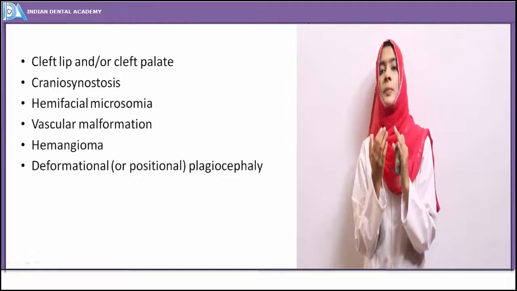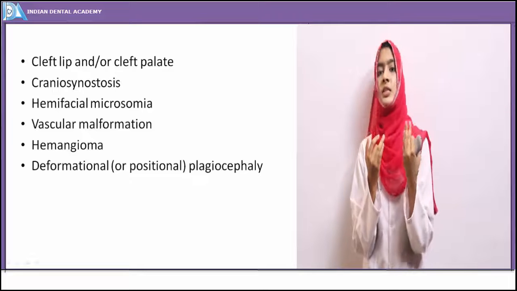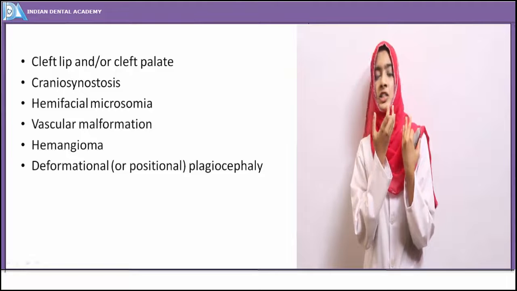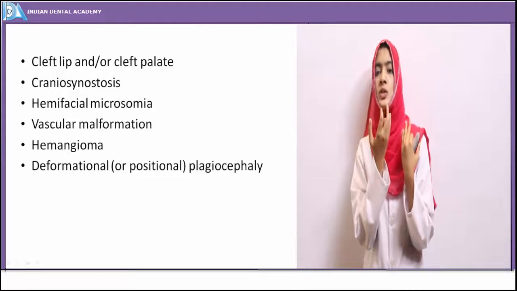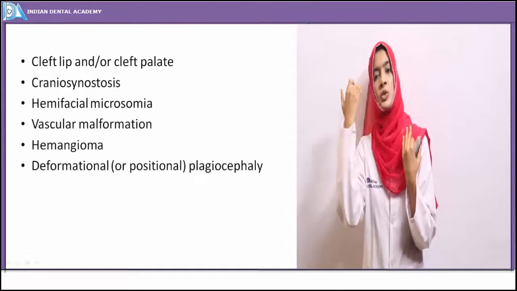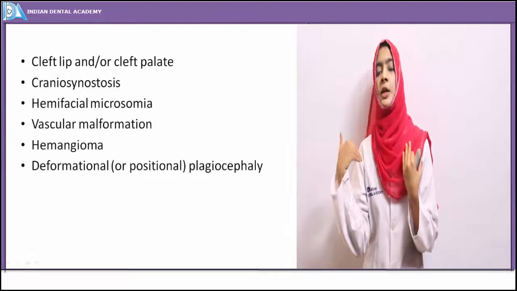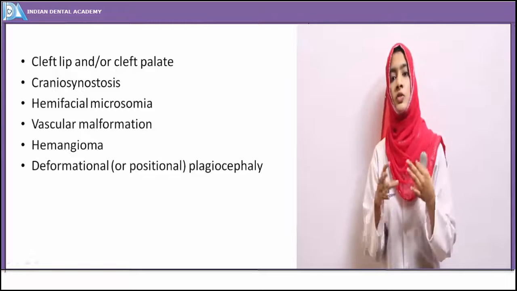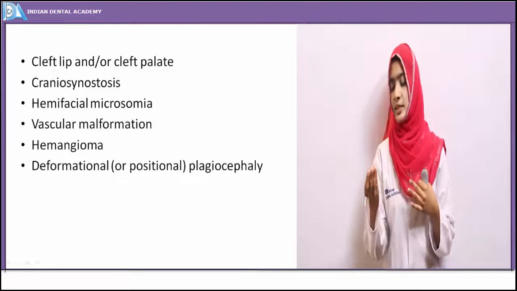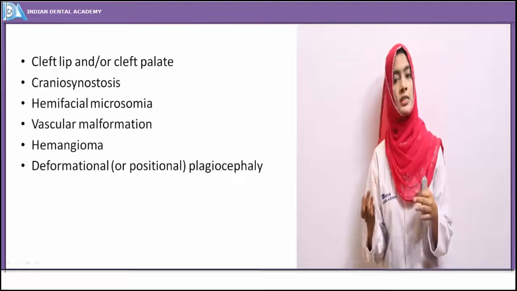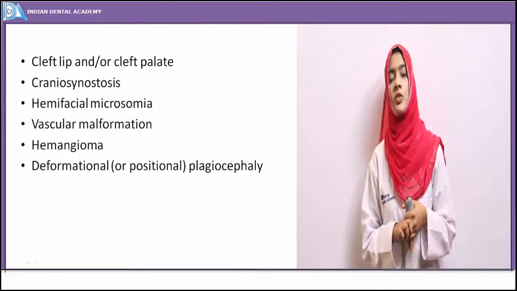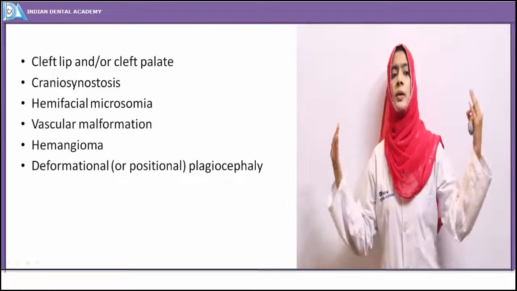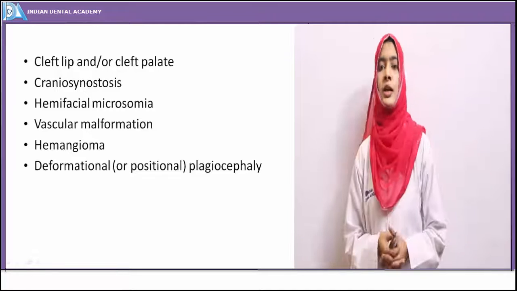Cleft lip may be unilateral or bilateral. It begins in the upper part of the lip and extends through the lateral philtrum up to the nose, and sometimes the cleft extends to involve the soft palate and the hard palate also. Cleft palate is due to non-fusion of the palatal processes. The maxillary process, medial nasal process and lateral nasal process fuse at about the 8th week of embryonic development, and at about the 10th week both the palatine shelves fuse.